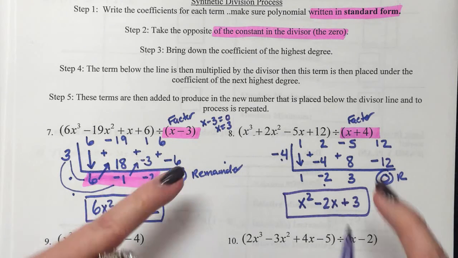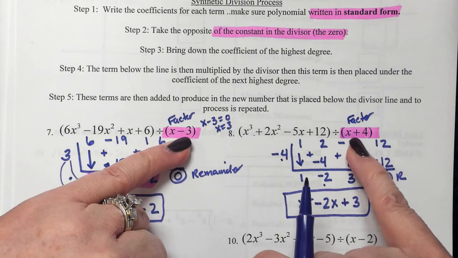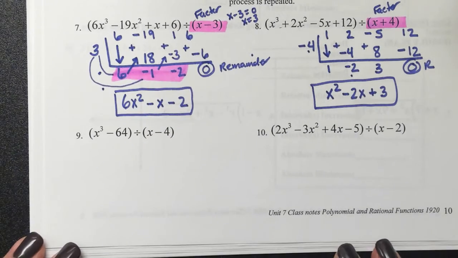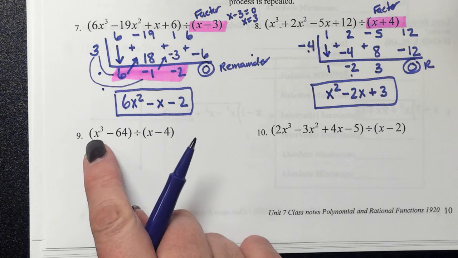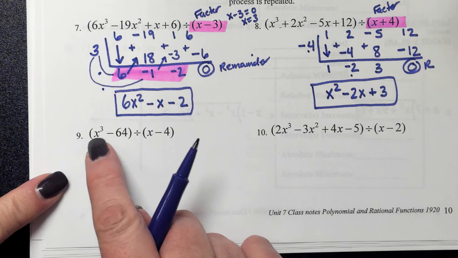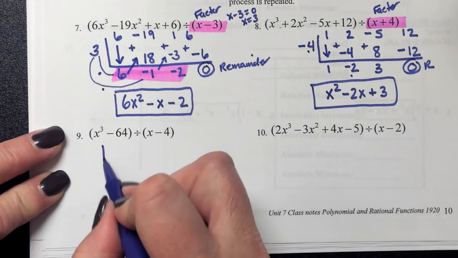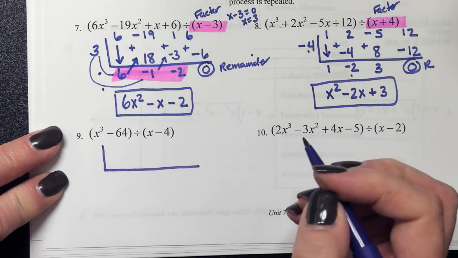Remember, synthetic division only works when the divisor is in the form of 1x plus or minus a number. So now if you look at number 9, this one's different because you're starting with an x to the third. You're missing a term with x squared and an x. So this is where you're going to have to put those placeholders of 0.